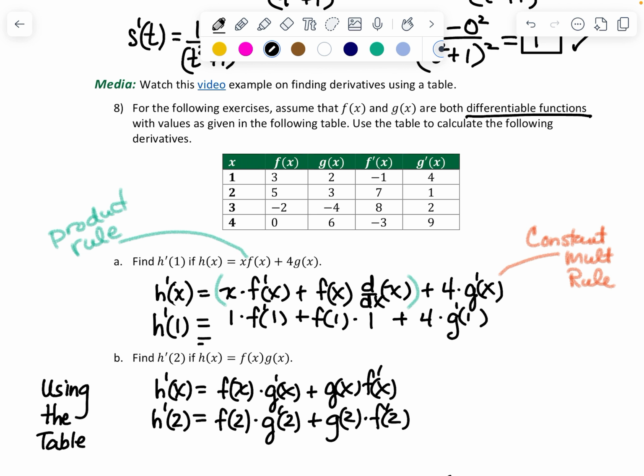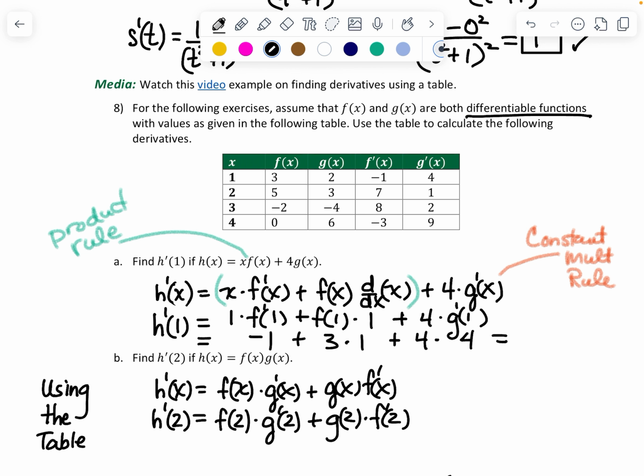And now I have my table. I'm going to go back to that and start substituting. 1 isn't going to matter. 1 times f prime of 1. So go to the table for f prime of 1 and you get negative 1, plus f of 1. F of 1 is 3, times 1, plus 4 times g prime of 1, which is 4.